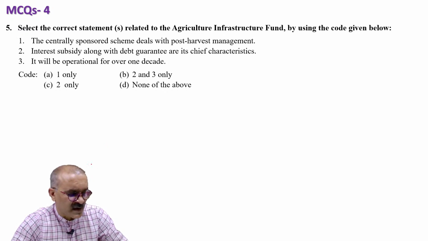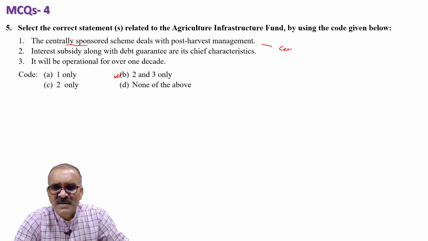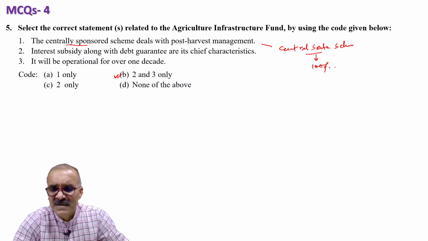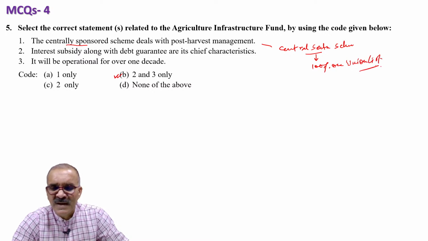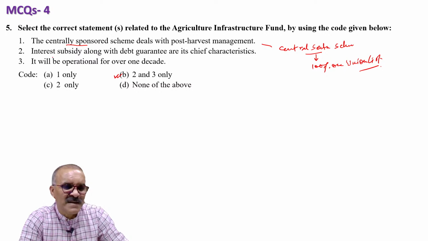Fortunately, Rahul is correct. Its answer is B. It means A is wrong. Rather than being a centrally sponsored scheme, it is a central sector scheme. Central sector scheme. These are the schemes which are launched by Government of India, 100% finance on items which are mentioned in the union list. Clear? Or concurrent list, any one of them. Clear? So interest subvention is given of 3% together with credit guarantee.